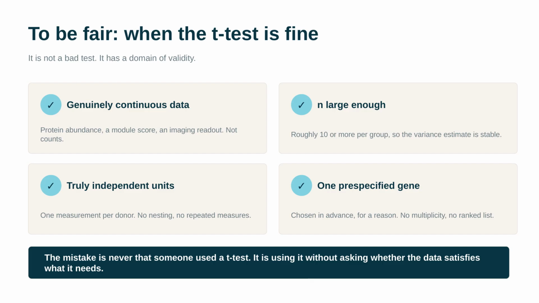The t-test is not a bad test. It is a test with a domain of validity, and genomics is outside it. The mistake is never that someone used a t-test. The mistake is using it without asking whether the data satisfies what it needs.